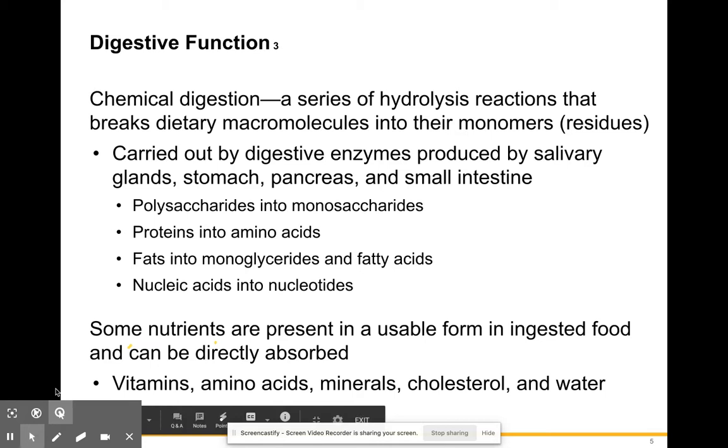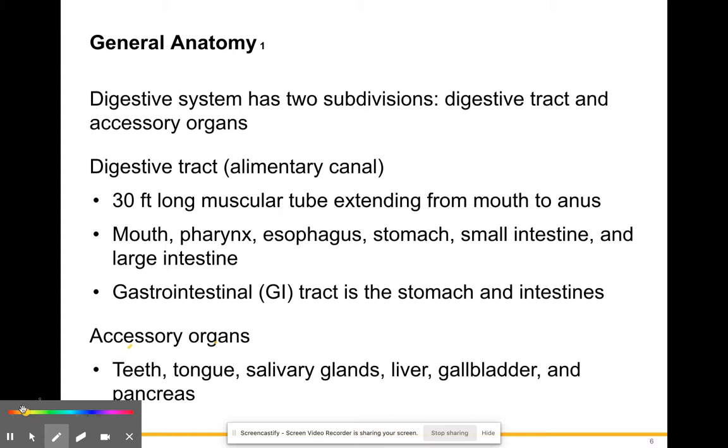Okay, there are two major divisions of the digestive system. One is the alimentary canal or the digestive tract, and the other is the accessory organs to that alimentary canal. Your digestive tract itself is a 30-foot long muscular tube that extends from your mouth all the way to your anus. If you took a ruler and measured from your mouth to your anus, it would probably be maybe 2.5 or 3 feet if you were just to make a straight line. However, it's not a straight line.